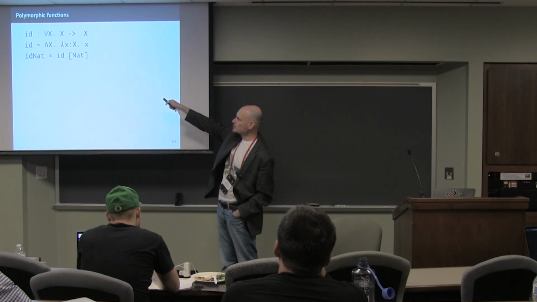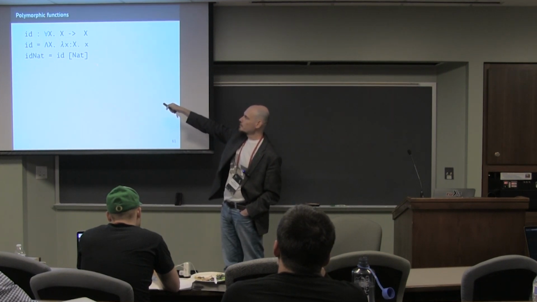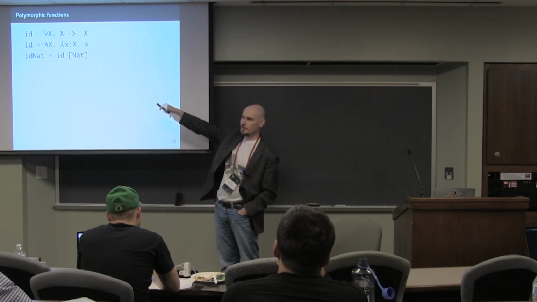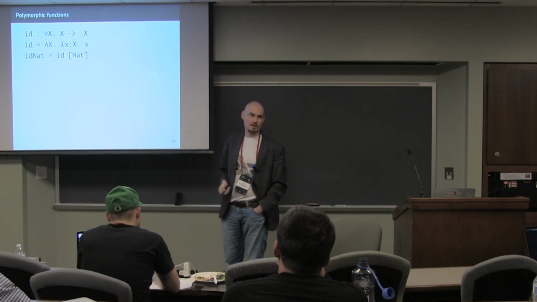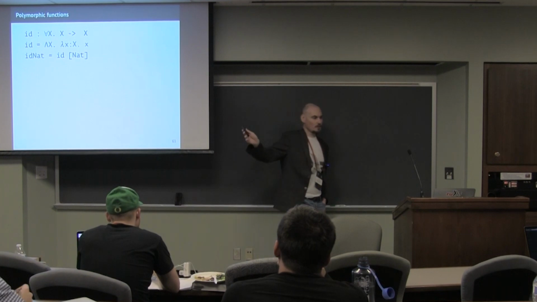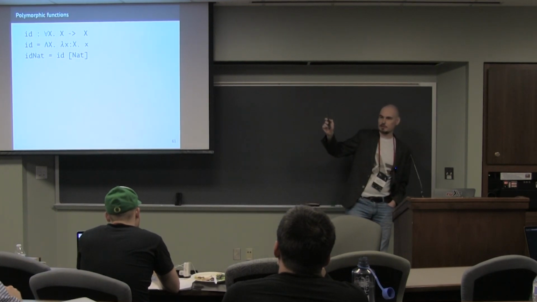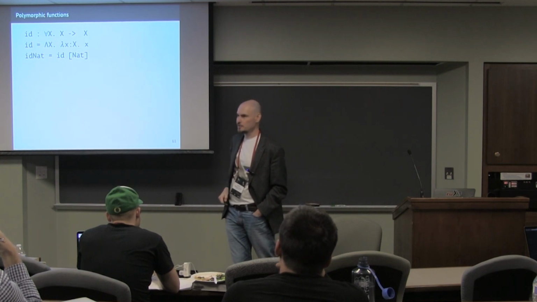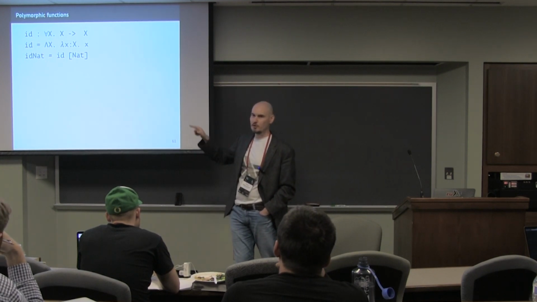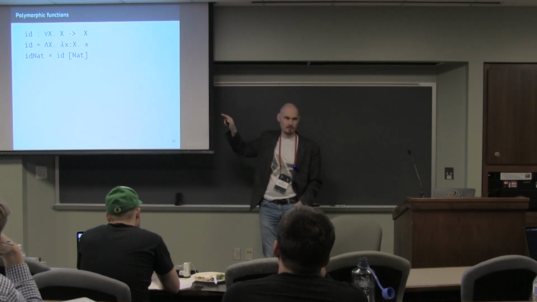And when you have this system, you can come up with type application here, and then you get the identity function for natural numbers. And in the same way, you can come up with the identity function for bool values and for any other types. So system F allows you to do things like that.